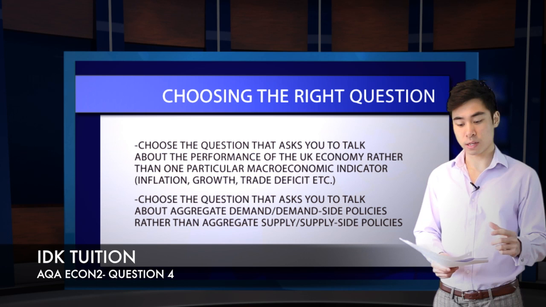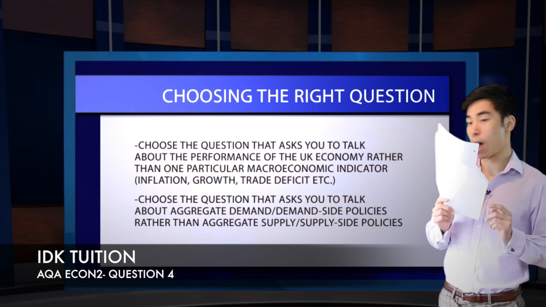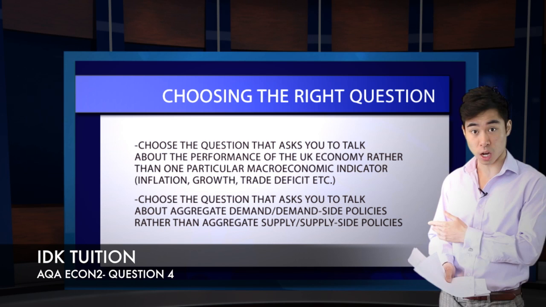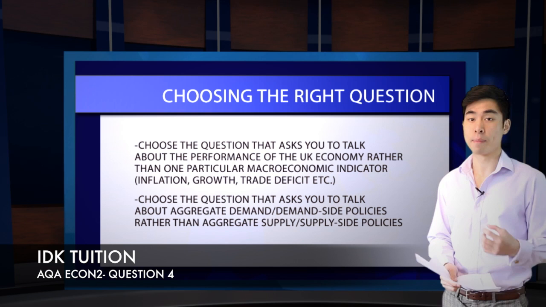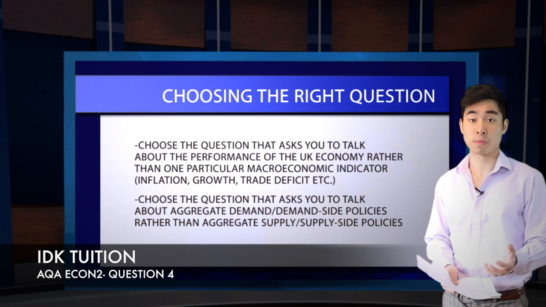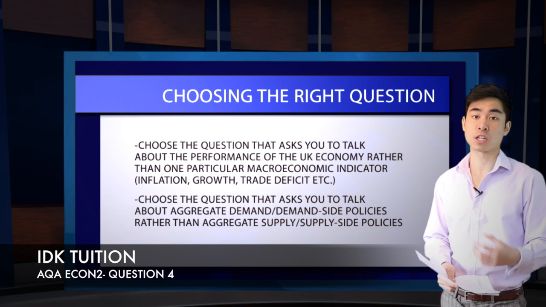The second thing to bear in mind is that if given a choice between speaking about the demand side, so aggregate demand and demand side policies, or the supply side and supply side policies, always choose the demand side. Here it's much easier to structure your answer and go into technical detail, thereby picking up your analysis marks, simply because you can break down aggregate demand into your component parts. So you can talk about consumption, investment, government spending, and exports and imports, net exports separately, and that allows you to pad out your answer.